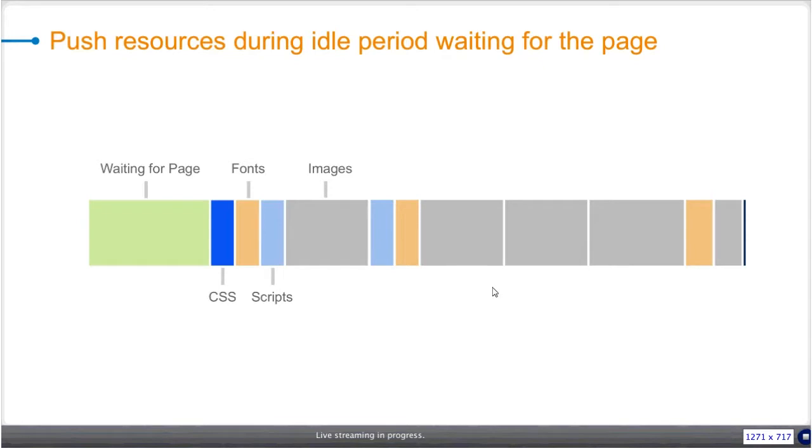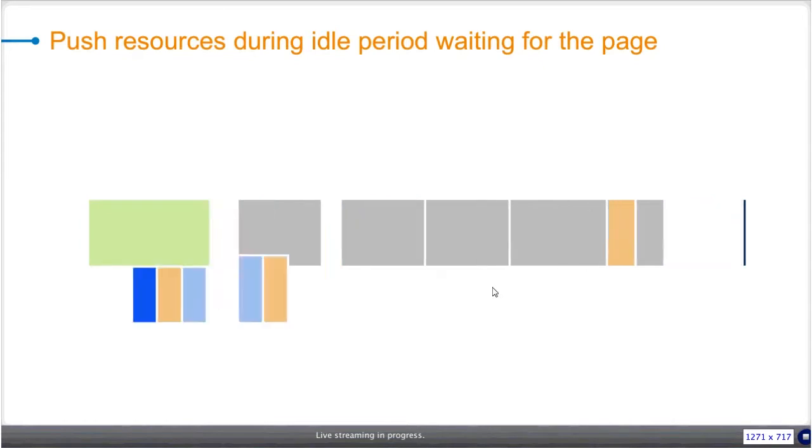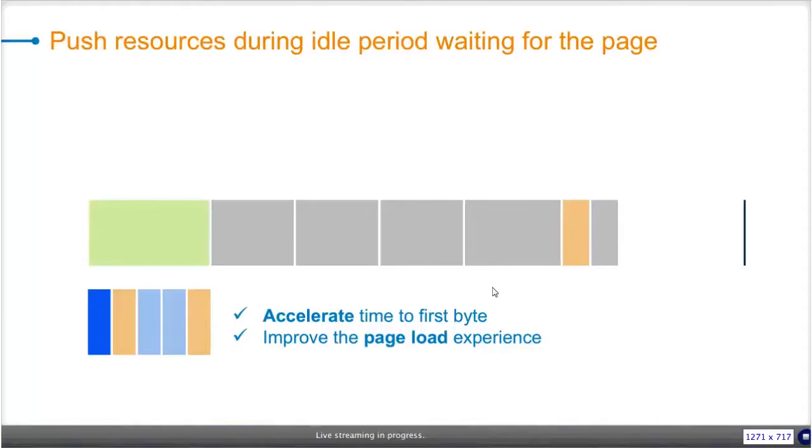The idea of push, again, for that dynamic, personalized content, is that we can figure out what are those critical resources right at the beginning that are needed to render the page. And we can pull those out in that nice window of opportunity while we're waiting for the page. So this is accelerating that time to first byte. Instead of waiting for that page to come back, we can drive those resources into the browser right away.